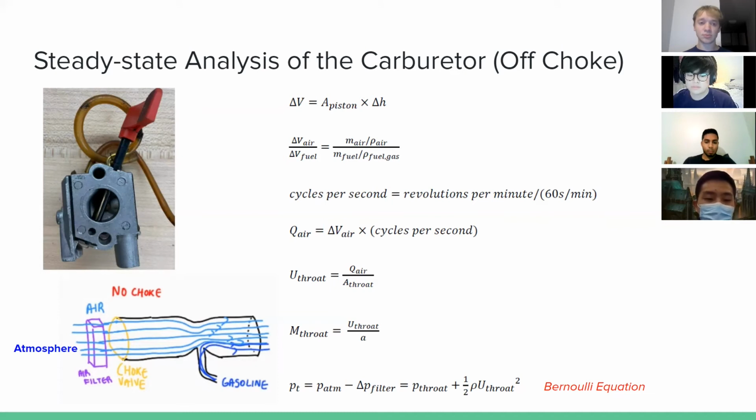Using the assumptions as mentioned before, we calculate the pressure drop by first getting the volumetric flow rate with volume change caused by piston motion, which is the amount of fuel-air mixture that needs to go through the carburetor for each cycle, a fuel-air mixture ratio, and the engine revolutions per minute. The volumetric flow rate of air then gives us the speed at the throat, and using Bernoulli, you can get the static pressure inside the throat.